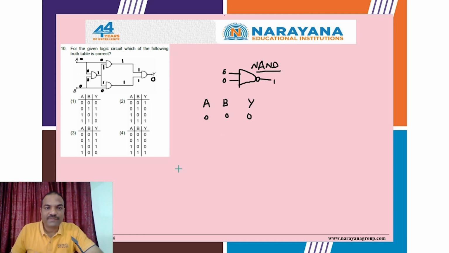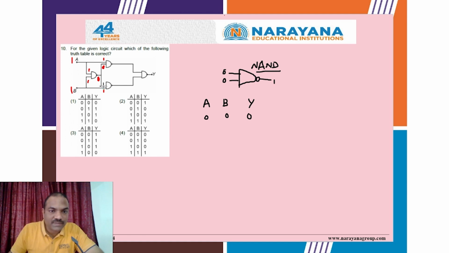Similarly, we will verify with 1. Because 1 will be easy to verify, 1 and 1 I mean. So A value 1, and B value 1 I am taking. So directly 1 and 1 will be led to the next level of gates. It will be 1 and 1. 1 and 1 will be 0 because it's a NAND gate.